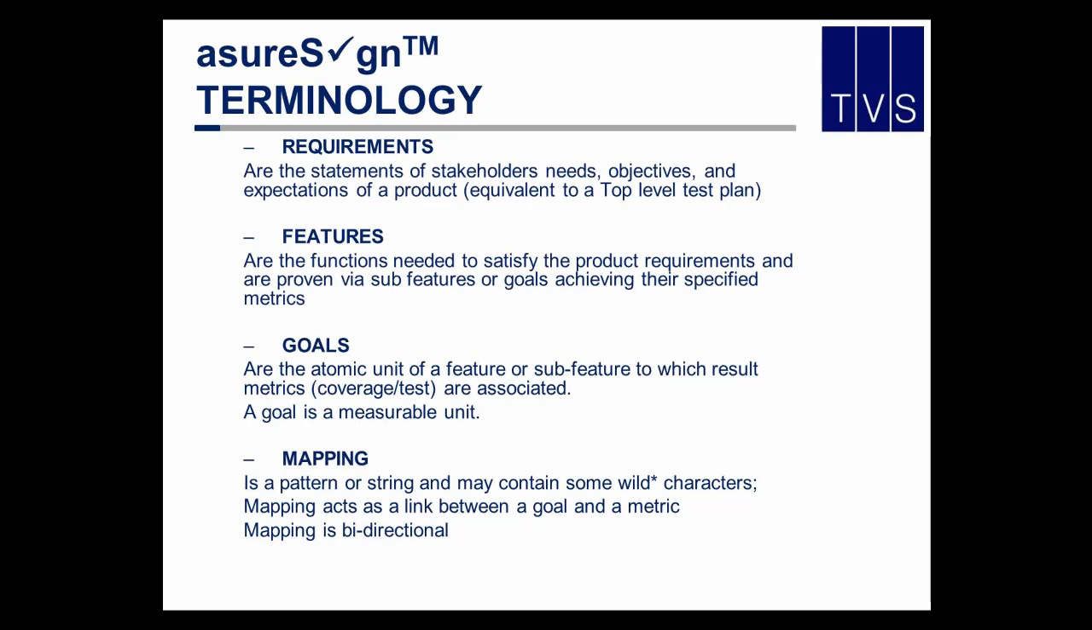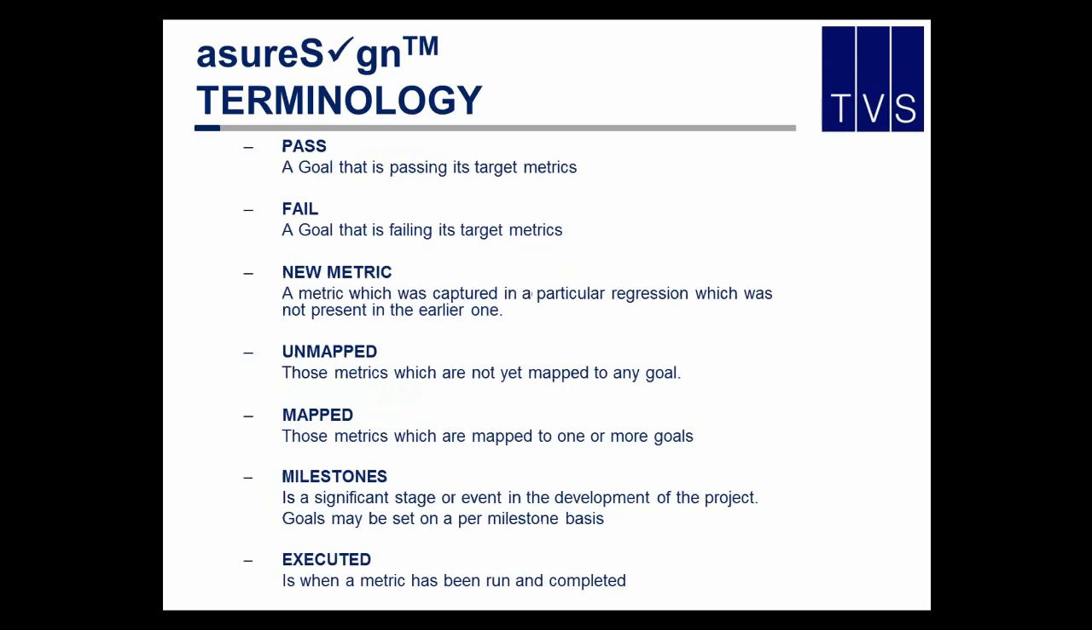The mapping is a pattern or a string and may contain some wild characters. So the mapping can map between your goals and your tests essentially. But with metrics also, which I don't have on the slide, the metrics is what we map to the goals, and the metrics are essentially the tests themselves. With the terminology, again, we have a goal that is passing or failing the target metrics. We allow the users to set up what their target metrics are and decide what is a pass state and what is a fail state.